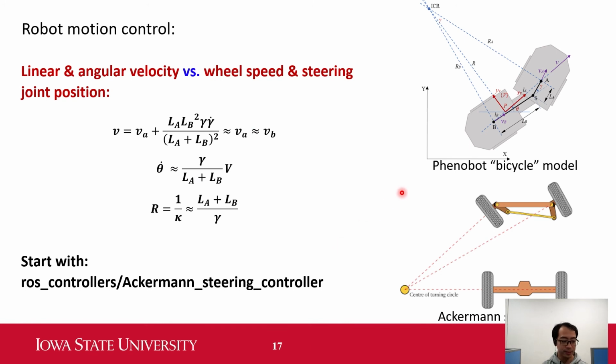So we already have the big picture. Now we draw the details. The motion control module calculates the wheel speed and the steering joint position to control the linear velocity and the angular velocity of the robot based on our derived equations. So how do we start? We can start with this package, which is a ROS controller, Kalman steering controller, because this package uses a similar strategy. It's good to start with this package.